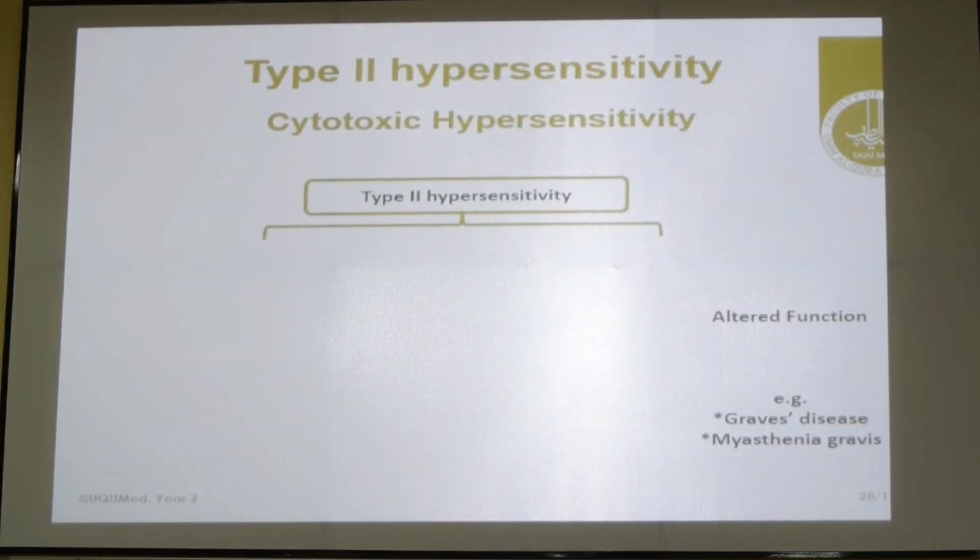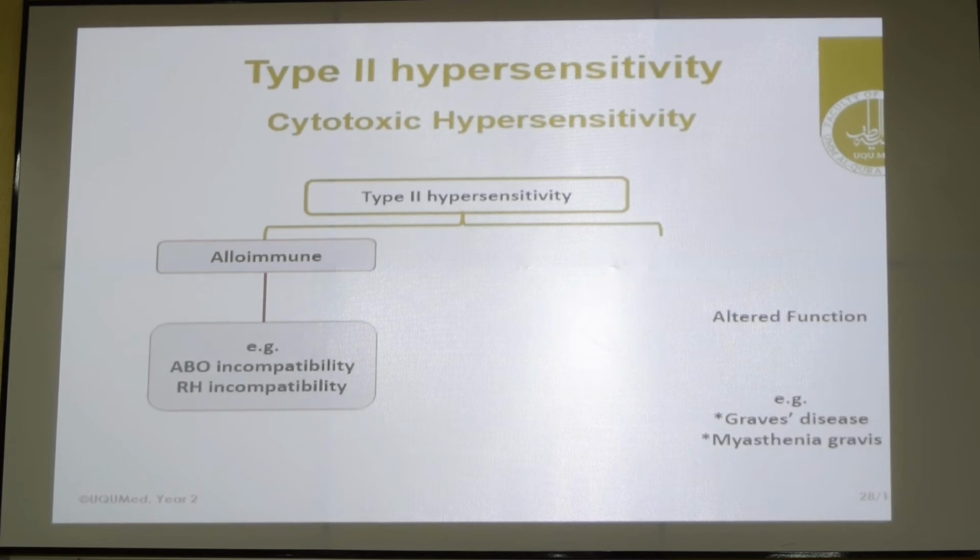Now, we will see the clinical conditions which can be because of this cytotoxic hypersensitivity. What is alloimmune? Simply, among the species. So among humans, there are structures which are different from one to another. So my MHC is different from your MHC. My fingerprints are different from your fingerprints. This difference is like a foreign.